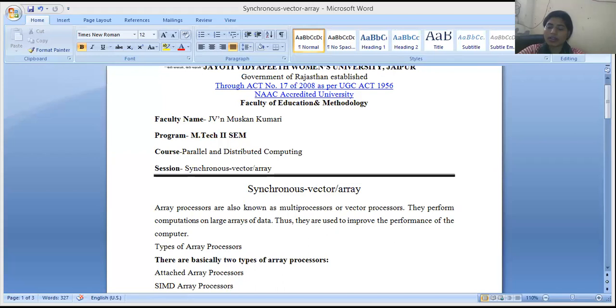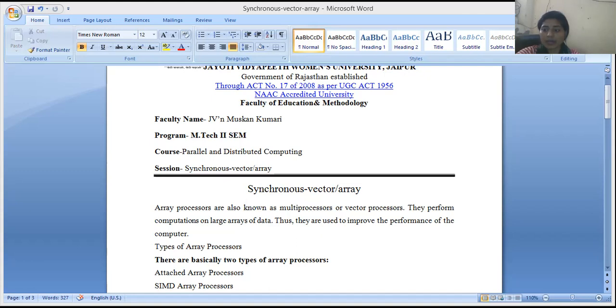So this is the basic session on these topics. If we take an example of SIMD, the best known SIMD array processor is the ILLIAC IV computer, which was developed at the Burroughs Corporation. SIMD processors are highly specialized computers. They are suitable for solving numerical problems that can be expressed in vector or matrix form.